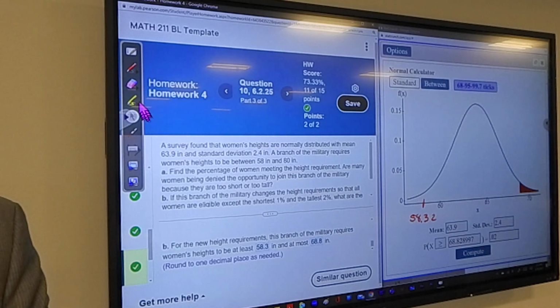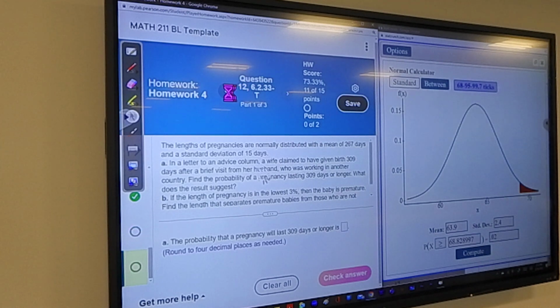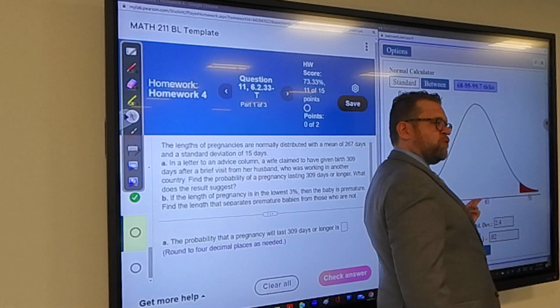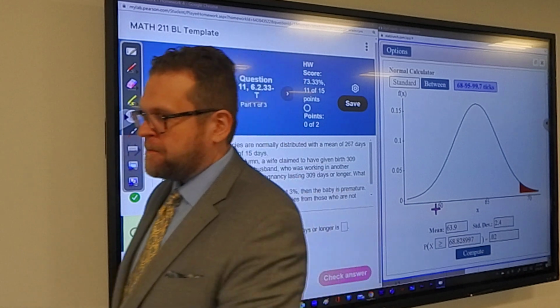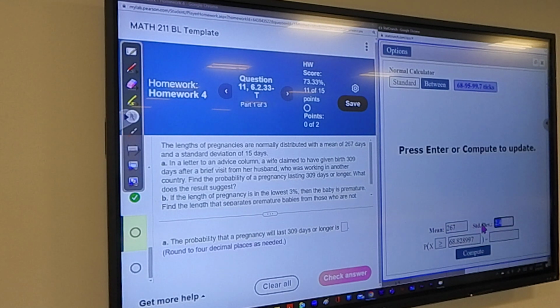Excellent. All right. Question 11. The lengths of pregnancies are normally distributed. Big surprise, right? Some of them are short, some of them are long. The majority happen right around the average time. It says that the typical pregnancy is 267 days. The standard deviation is 15.